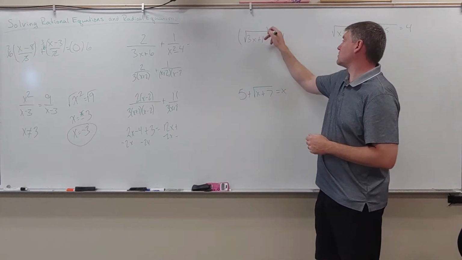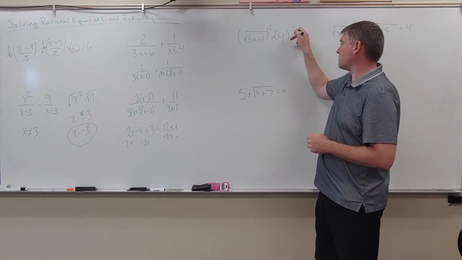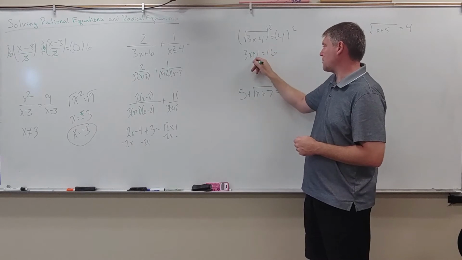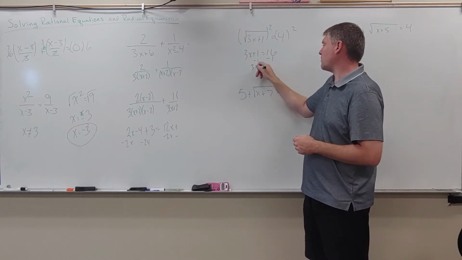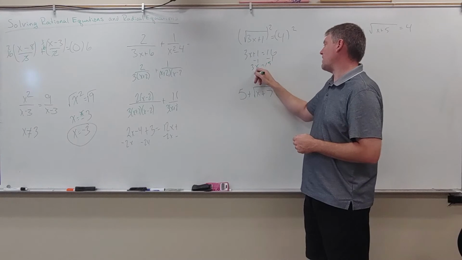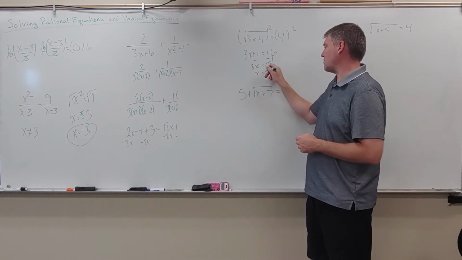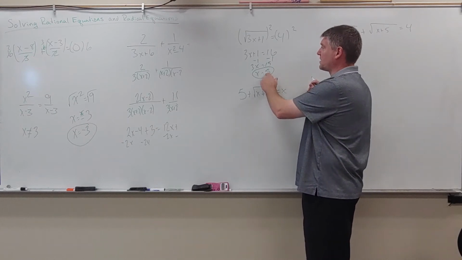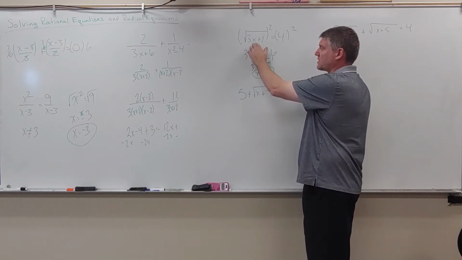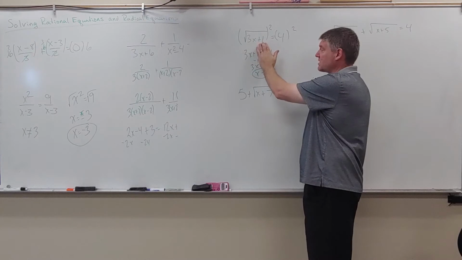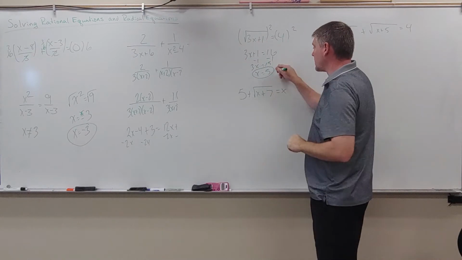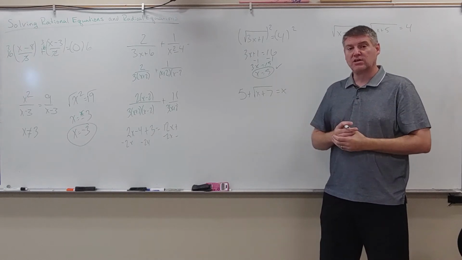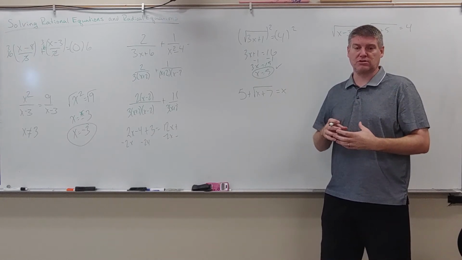So what we're going to do is we're going to look at squaring both sides here. So that gives me 3x plus 1 equals 16. I'm going to subtract my 1. 3x equals 15. Divide by 3, and then x equals 5. Now, I need to test this. Okay, so I'm going to test this by plugging it back in. 3 times 5 is 15, plus 1 is 16. Square root of 16 is 4. It works out.